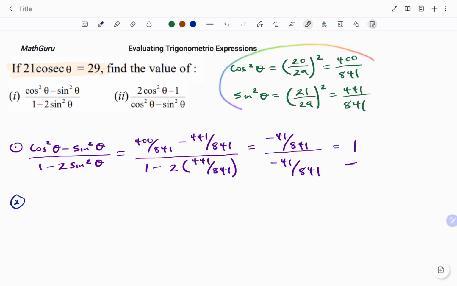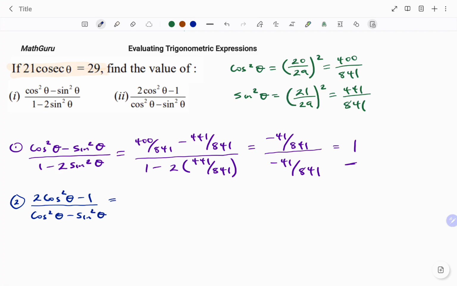Let's look at the second example. Because I already have this figured out, that's what I'm going to use for the second example, which states that 2 cos squared theta minus 1, divided by cos squared theta minus sine squared theta.